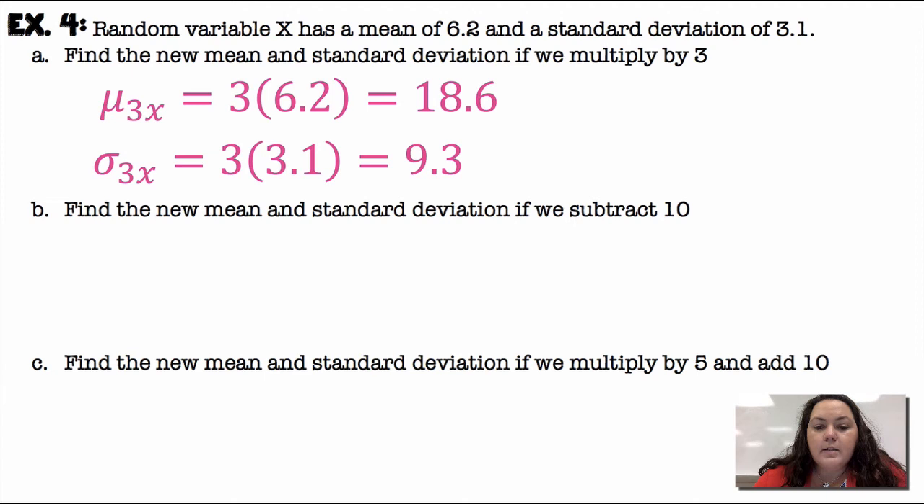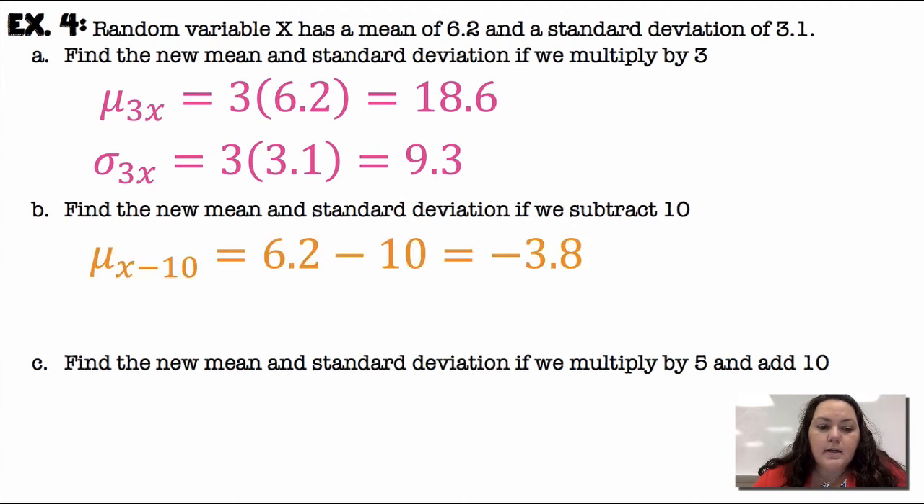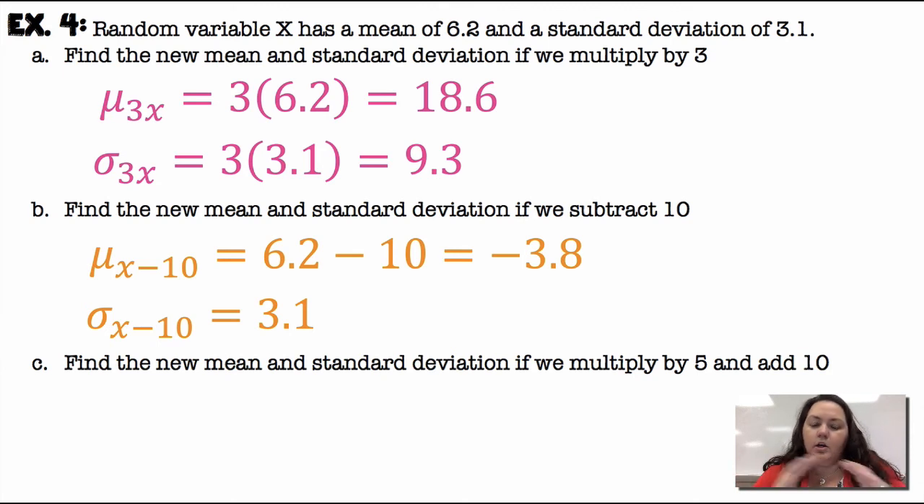Find the new mean and standard deviation if we subtract 10. So the mean of x minus 10. For the mean, I can subtract 10, and I get 3.8. For the standard deviation, if you add or subtract a constant, it doesn't change it. It's just shifting your whole distribution. It's not going to change the spread. So it's going to stay 3.1.